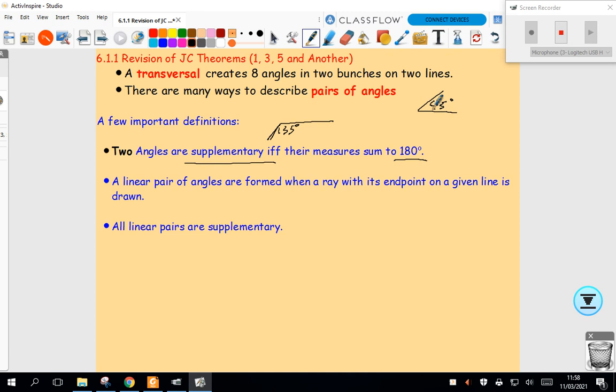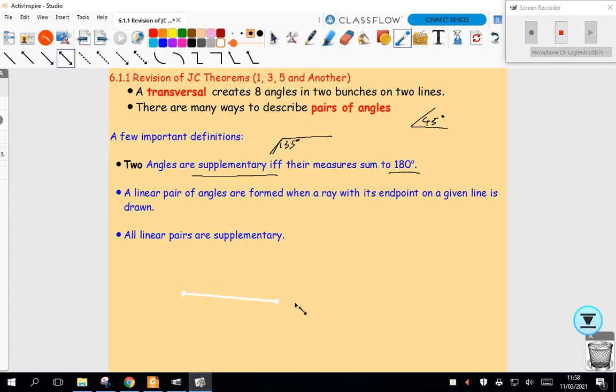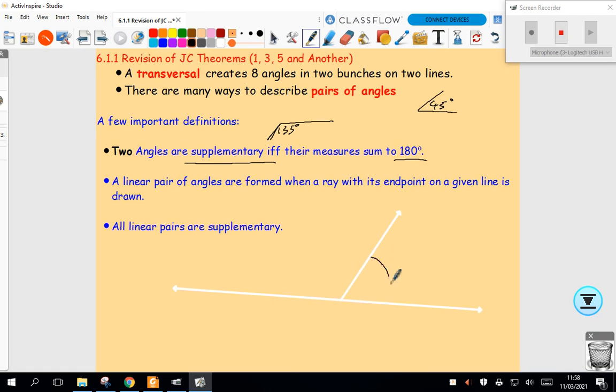A linear pair of angles are formed when a ray with its endpoint on a given line is drawn. So if I draw a line and I draw a ray whose endpoint is on that line, what I have here is a linear pair of angles. So this angle here and this angle here are a linear pair. Notice all linear pairs are supplementary because together they make a straight angle. So if that's A and that's B, you can see angle A and angle B add up to 180 degrees.